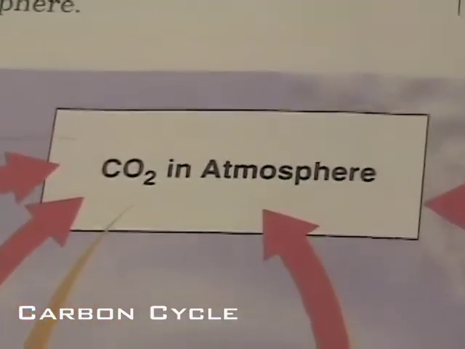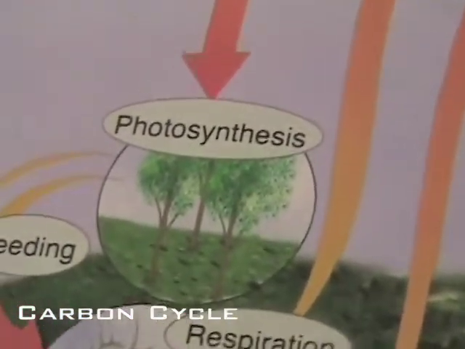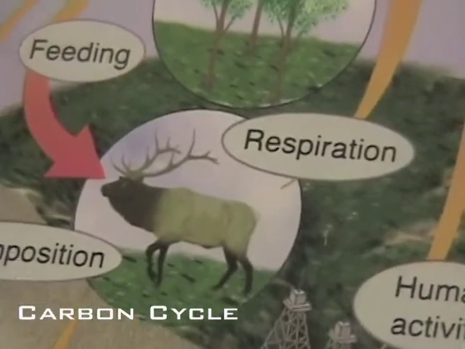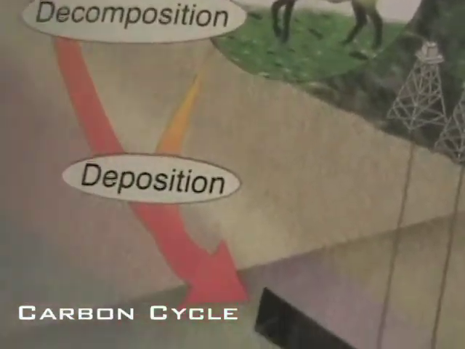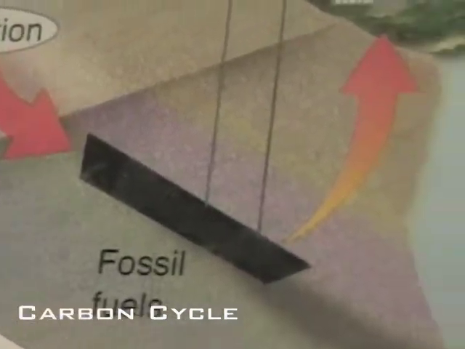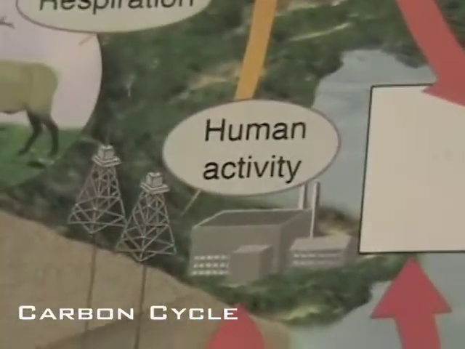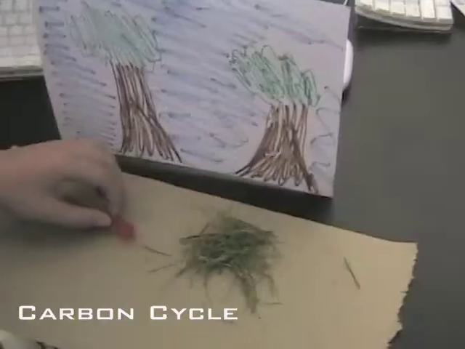CO2 in the atmosphere is used by plants by a process known as photosynthesis. The plants are then eaten by primary consumers, and once the primary consumers die, they are decomposed into the ground. These are known as fossil fuels. The fossil fuels are then used by human activity, which then are recycled back into the atmosphere.